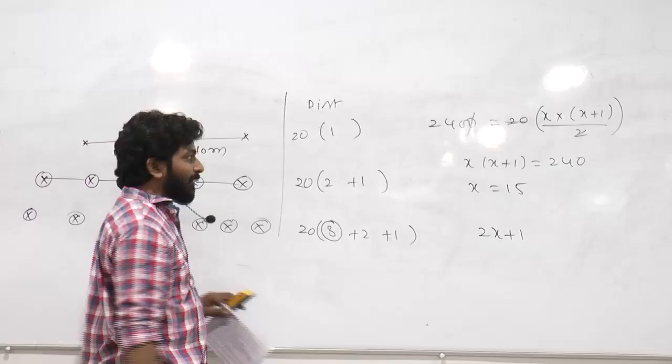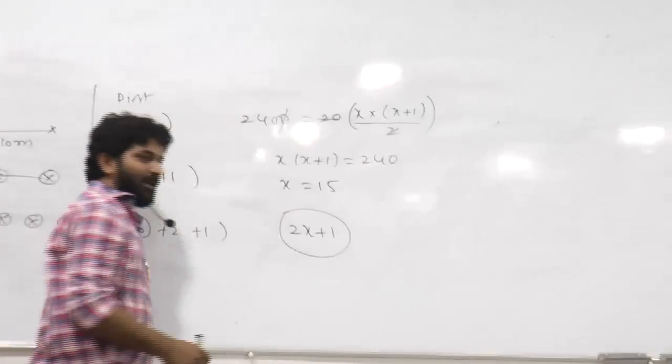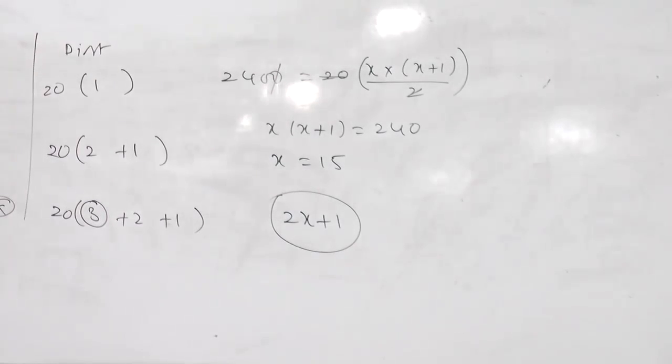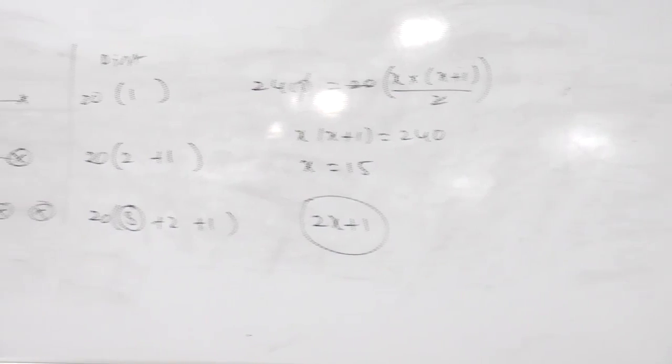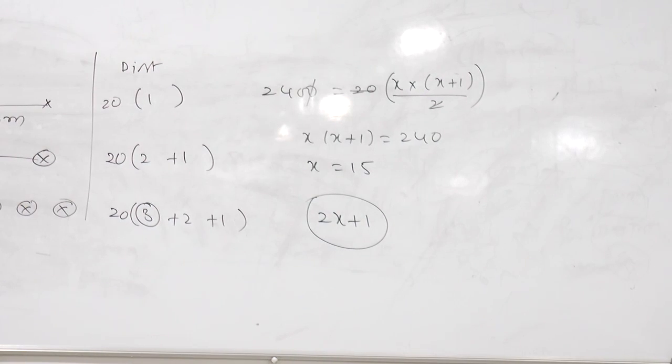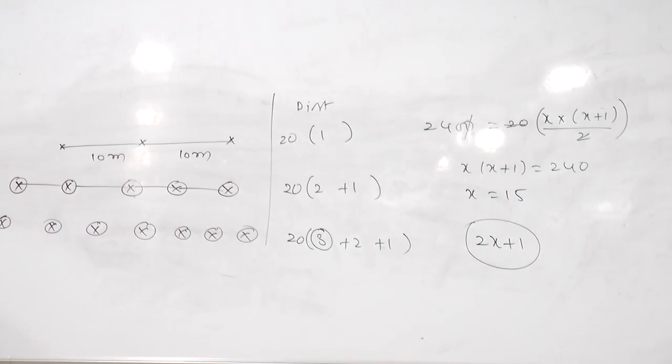3. Satisfied. So now our x value is 15. The number of persons is 2x plus 1, that is 31. So we have 31 persons. So quantity 1 is 31.